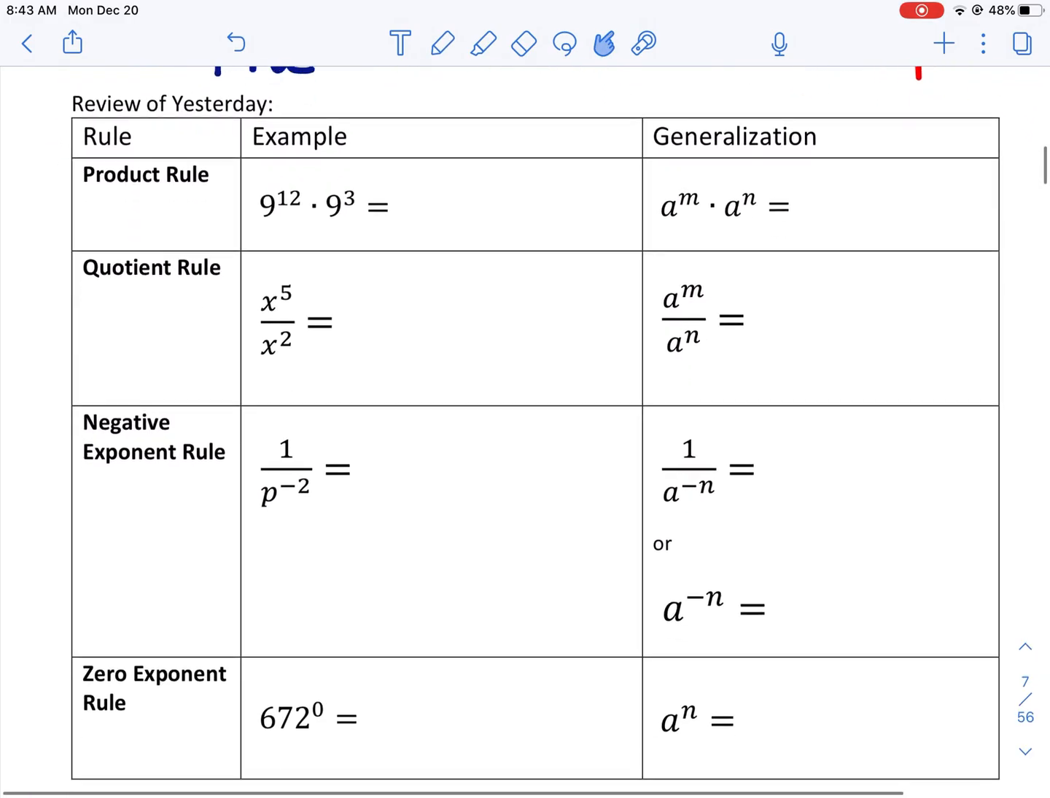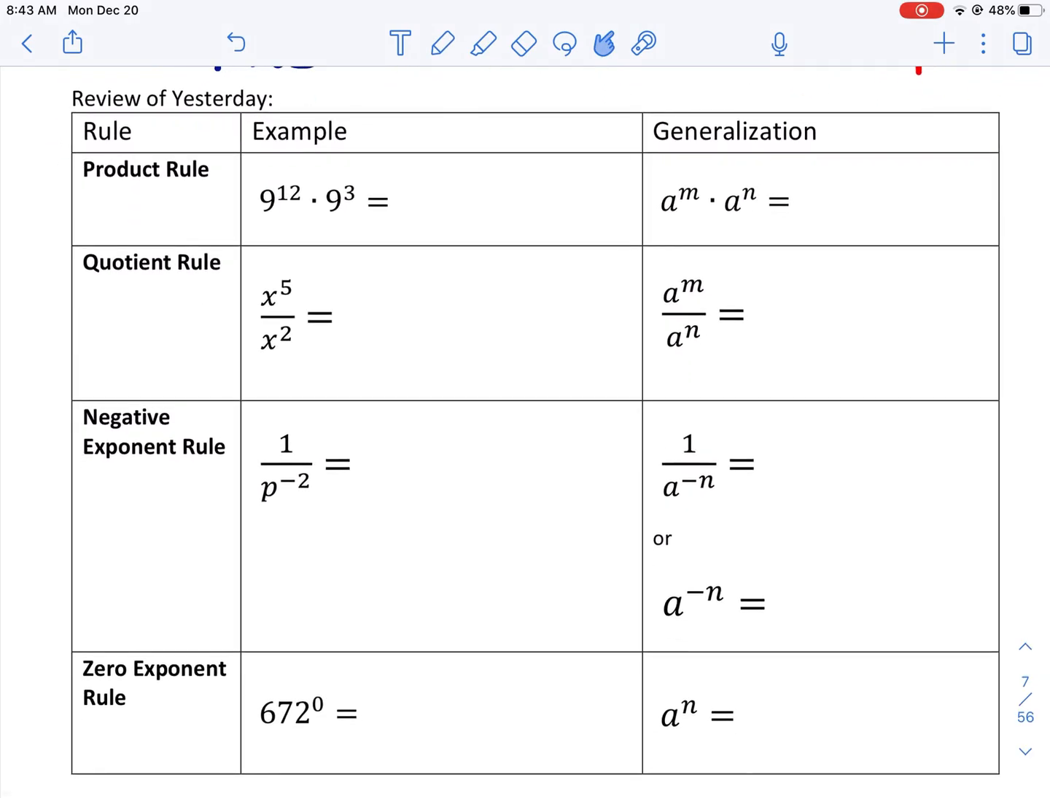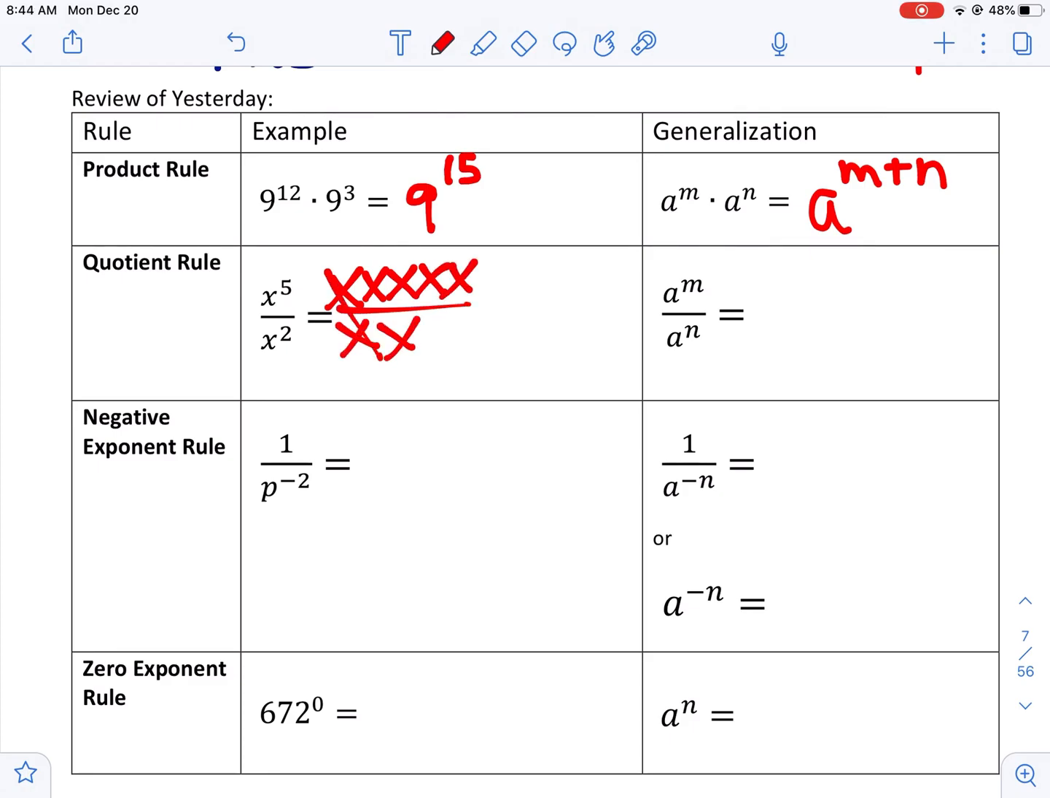So we're going to generalize what we did yesterday. We did the product rule yesterday. So if we have 12 nines and 3 nines, we add those. So that's really 15 nines. So our generalization is that we add them. Quotient rule. We said that there's 5 on top, 2 on the bottom. So this actually leaves x to the 3rd. So generalizing, we subtract them.